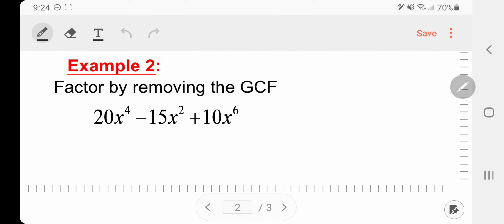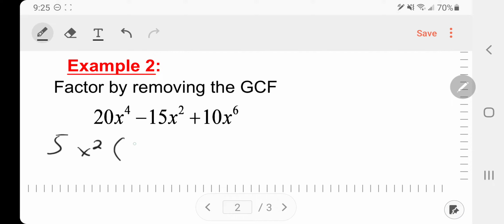Okay, so we have 20, 15, and 10. I could divide all of those by 5. And then I have x to the fourth, x squared, and x to the sixth. The lowest one I see is x squared, so that's what I'm going to take out. So 5x squared, that's our GCF. And now we're going to go ahead and divide and subtract just like the rules for dividing by monomials.